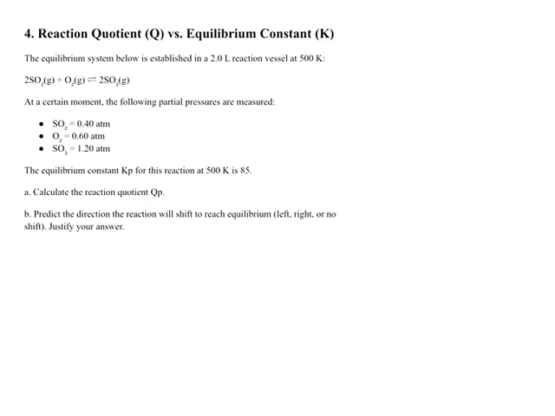Question 4 is a comparison of the reaction quotient Q versus the equilibrium constant K. We've got an equilibrium system here. Here's our reaction. At a certain moment, the pressures are calculated as such. The equilibrium constant at 500 Kelvin is 85. So this should be slightly product favored. Calculate the reaction quotient Q, and they're using QP because these are all gases.